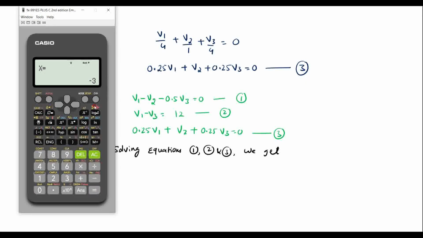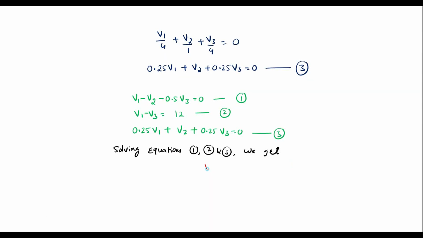It gives the first unknown V1 as minus 3, V2 as 9 by 2, that is 4.5, and V3 as minus 15. Therefore V1 is equal to minus 3 volts, V2 is equal to 4.5 volts, and V3 is equal to minus 15 volts. So this is the required result. Thank you for watching.